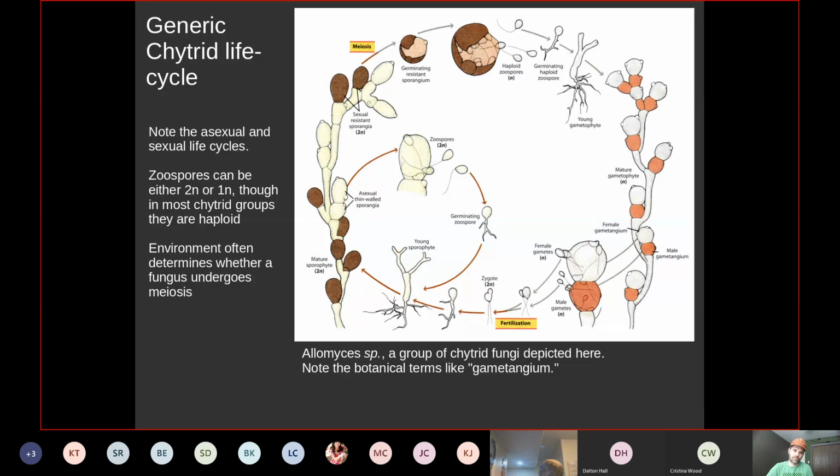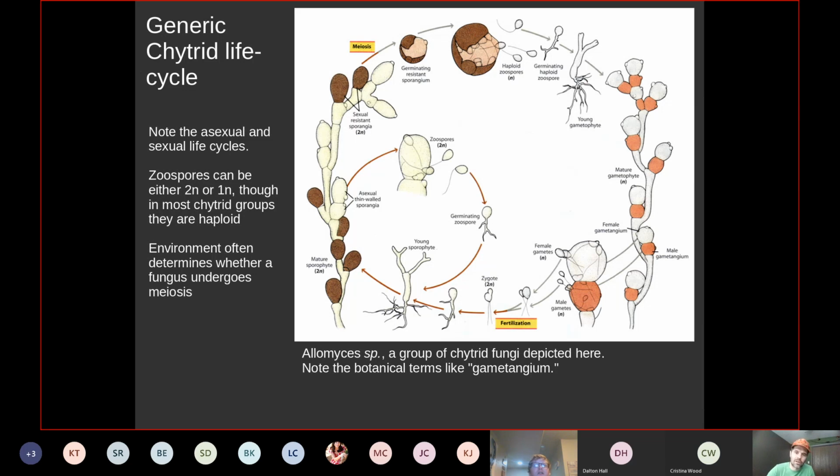Here's the life cycle of a chytrid. Okay. We're going to start with our zoospore right up here in the top. All right. Those are haploid. So this is basic life cycle. If you remember anything about plant life cycles, this should be pretty straightforward. Haploid zoospore germinates. It grows into its substrate and starts building a gametophyte. What do gametophytes make? Gametes. Yep.